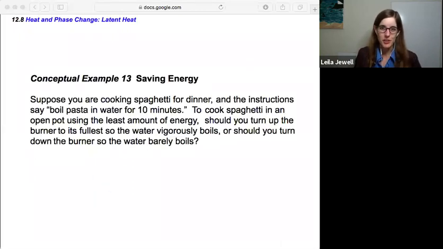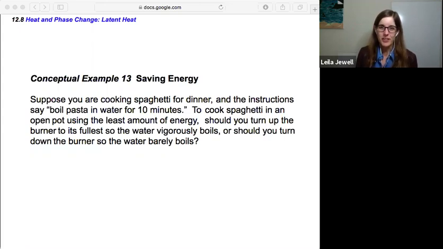Let's check out a conceptual example that takes a look at this. So this is saving energy. Suppose you are cooking spaghetti for dinner, yum, and the instructions say boil pasta in water for 10 minutes. To cook spaghetti in an open pot using the least amount of energy, should you turn up the burner to its fullest so the water vigorously boils, or should you turn down the burner so the water barely boils? I want you to think about that for a moment, come up with an answer, so you can go ahead and pause the video if you will. All right.